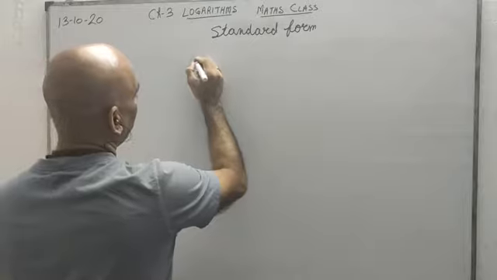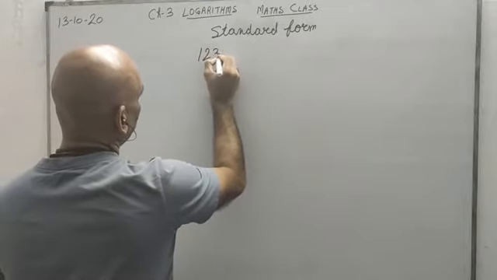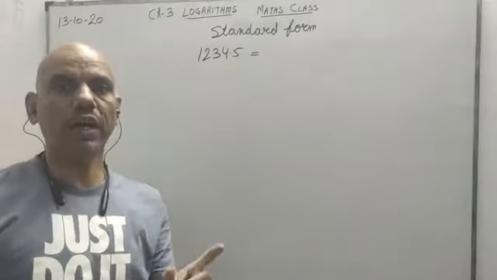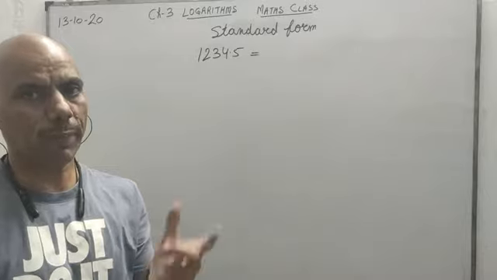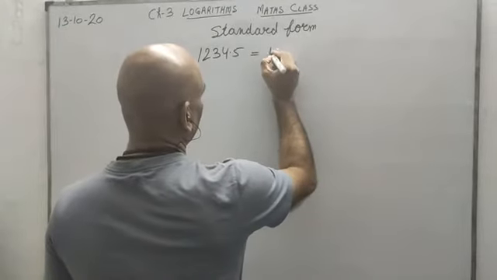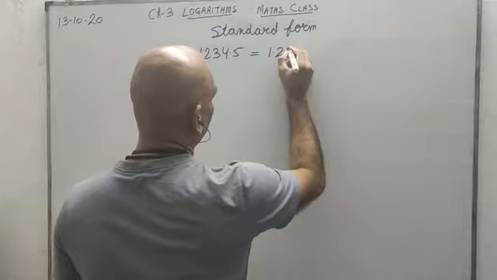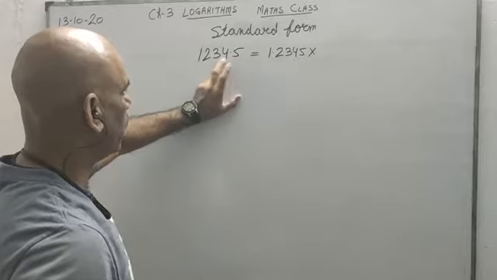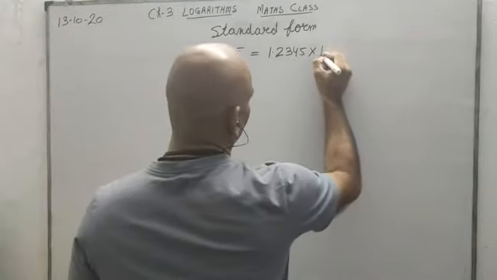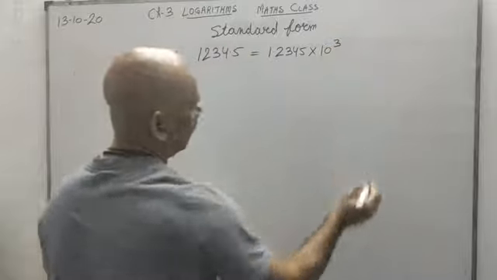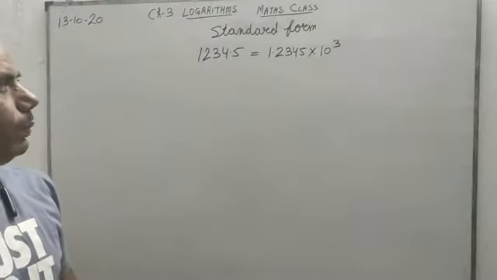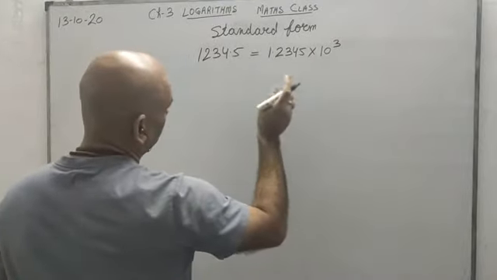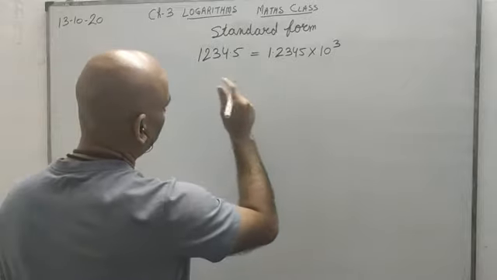For example, if we are having a number 1234.5, so the standard form of it will contain just one digit before the decimal. It cannot have many digits before the decimal. So the standard form of it will be 1.2345 into 10 to the power 3. Now the decimal has been shifted 3 places left. So whenever the decimal is shifted to the left side, we will get a positive power of 10. So all those numbers which have many digits before the decimal will be written like this.